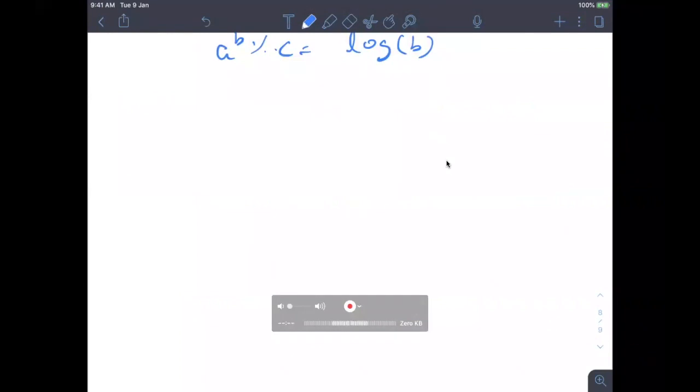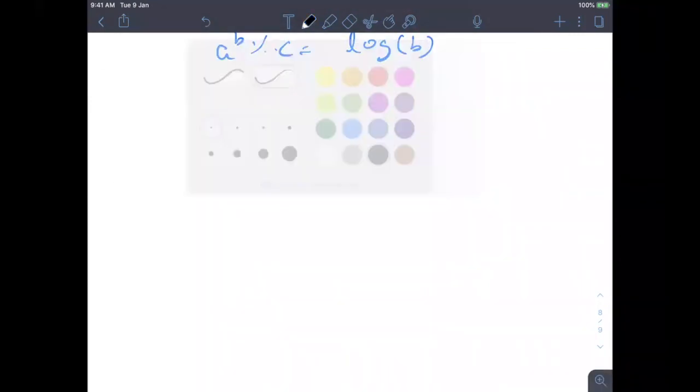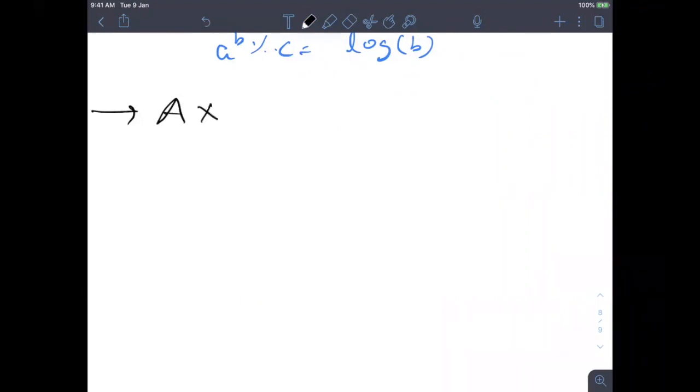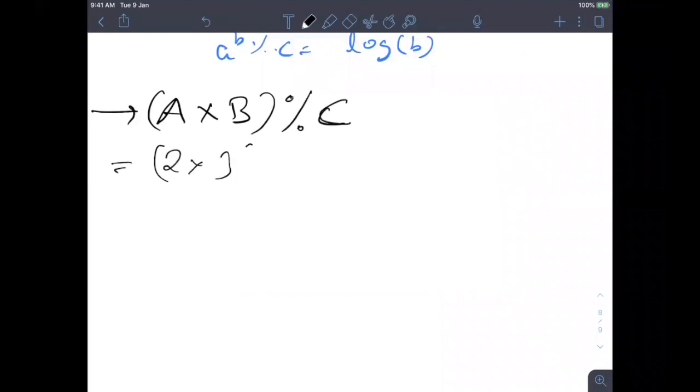So I'll discuss one very interesting question, which is very simple, but very interesting. Let's say the question is, you just have to print A times B mod C. So this is the question. Now you must be wondering, yaar, isme kya hai? Matlab, it's very simple. If it is 2, 3, 10, I can just directly write 6 mod 10, which is 6. Now comes the interesting part.